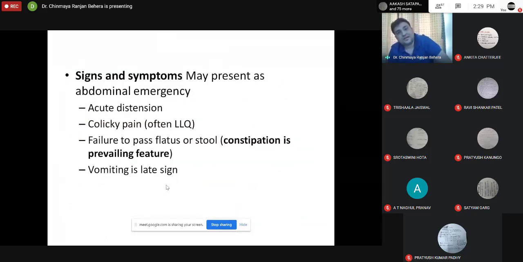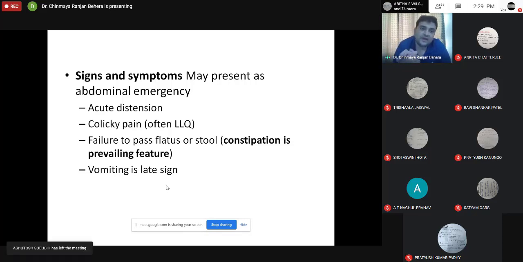Oh, sorry, the signs and symptoms, how do they present? Either they present in an acute phase or a chronic phase. In the acute phase, there will be acute distension, colicky pain, and failure to pass flatus or stool. There will be a history of constipation. Vomiting in a large bowel obstruction becomes a late sign, so it is rare.